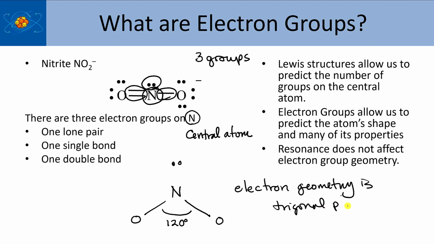Now, this molecule has resonance. And it says here that resonance does not affect the electron group geometry. So what that means is if I had drawn the nitrite ion like this with the double bond on the right, I would have still had a single bond on the left and a lone pair at the top, without filling in all the electrons on the oxygens. And this is still 3 electron groups around a central atom. So just because a molecule has resonance doesn't mean it changes its electron geometry as it goes between its resonance forms.